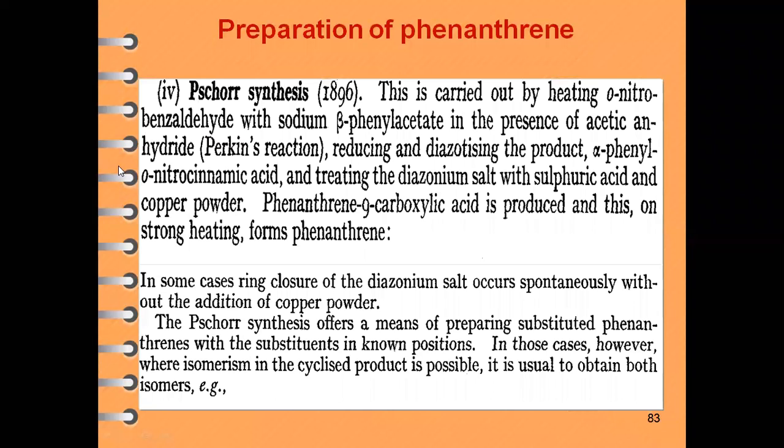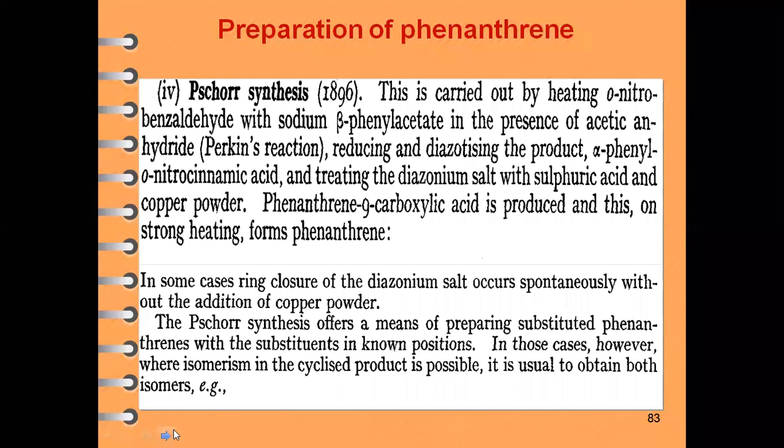So in which we are going to heat orthonitrobenzaldehyde with sodium phenylacetate in the presence of acetic anhydride. And this, that is heating of orthonitrobenzaldehyde with sodium phenylacetate, is known as Perkin reaction, followed by reducing and diazotizing the product alpha phenyl nitrocinnamic acid, and then treated with diazonium salt with sulfuric acid and copper powder. Phenanthrene 9-carboxylic acid is produced, and this on strong heating forms the phenanthrene.